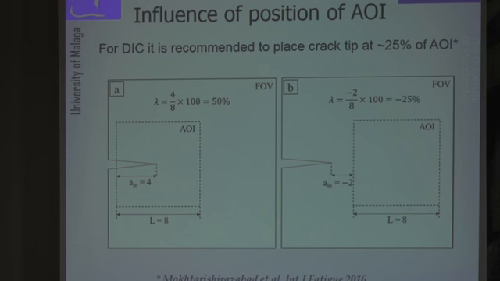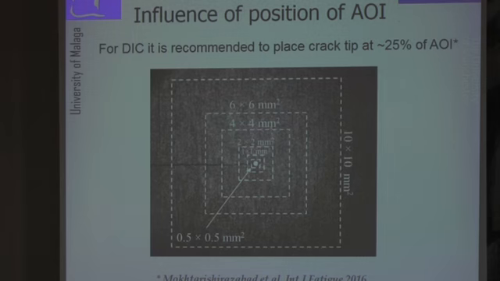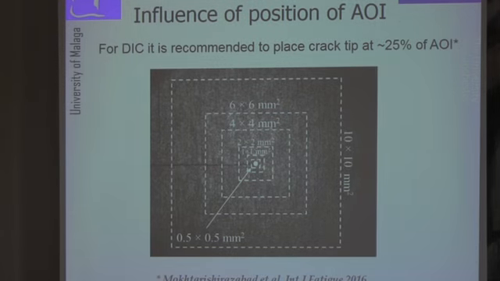Because this is really dependent on the full field technique. So if you use photoelastic data or thermoelastic data, then this changes slightly. That's why we were interested in looking at this effect here as well. Basically, it's just like having the area of interest right at the center of the crack tip, or shifted towards the left or towards the right.